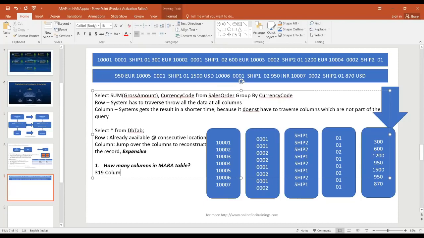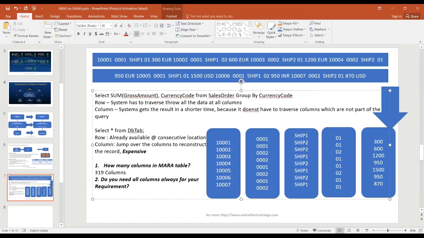First question is answered. Now my second question: do you need all columns always for your requirement? Who will answer this question? Anyone? You can unmute your line. Do you always need all the columns of the Mara for your processing? No, not always. How many of you say no?